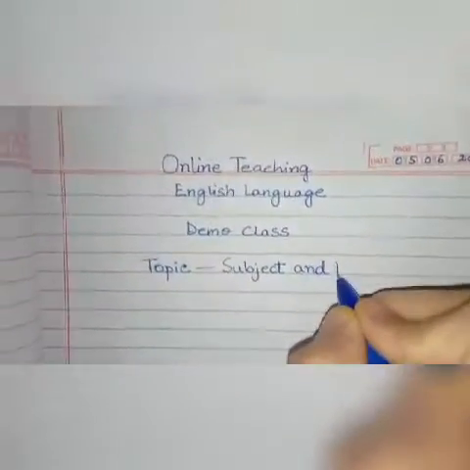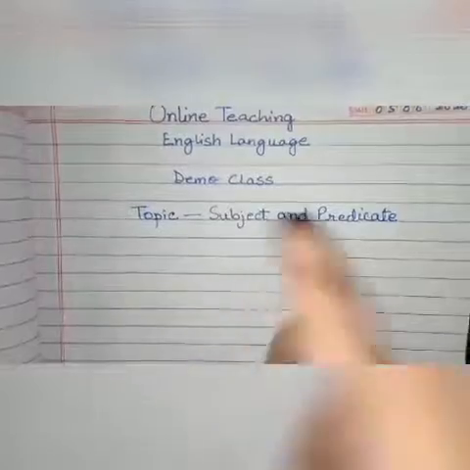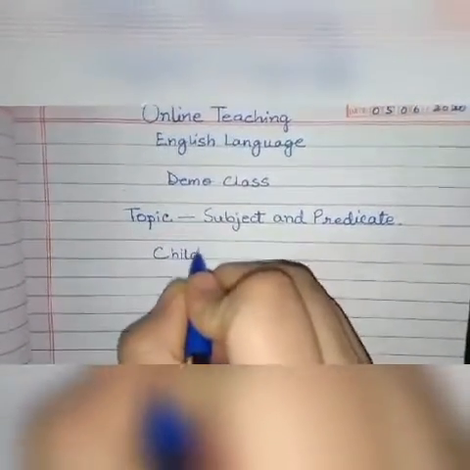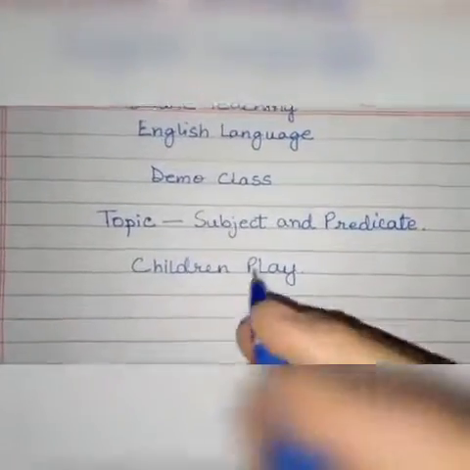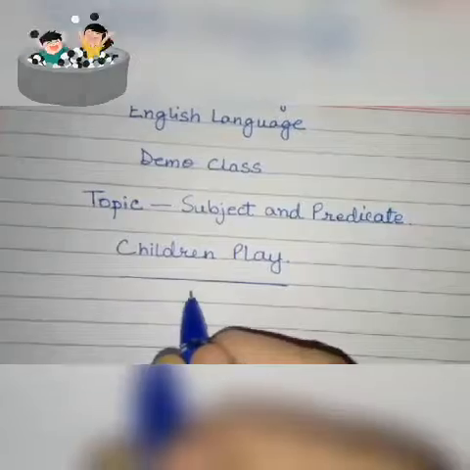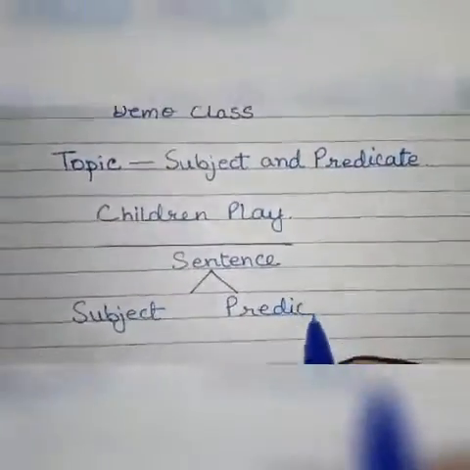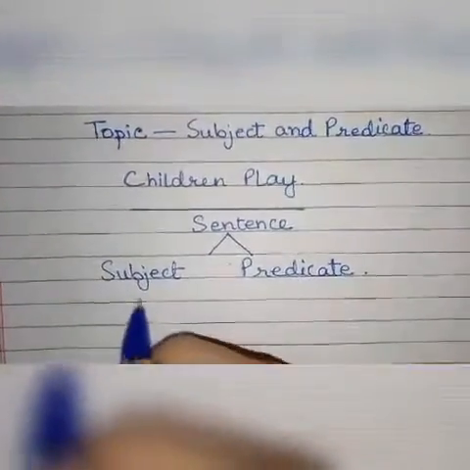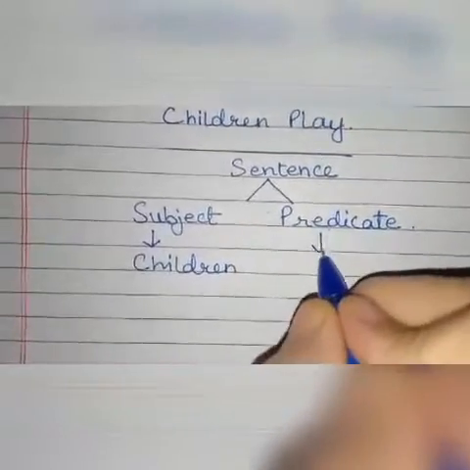There are two parts of a sentence. Let us look at the sentence: Children play. Here, this is the sentence, Children play. It can be divided into two parts, subject and predicate. So, our subject will be children and the predicate will be play.